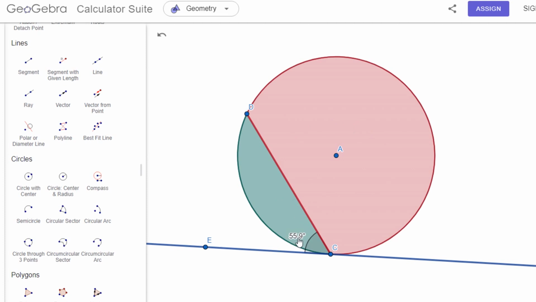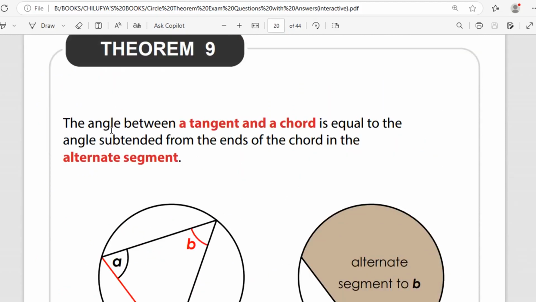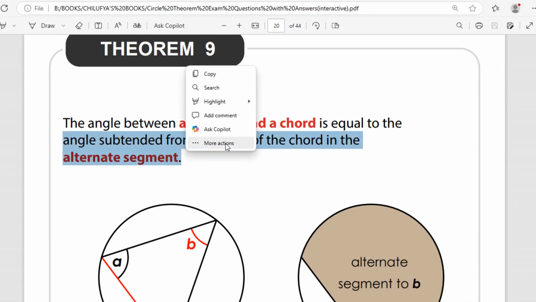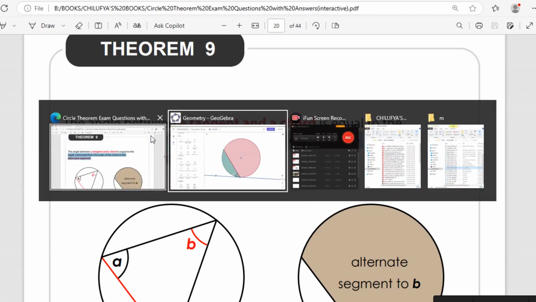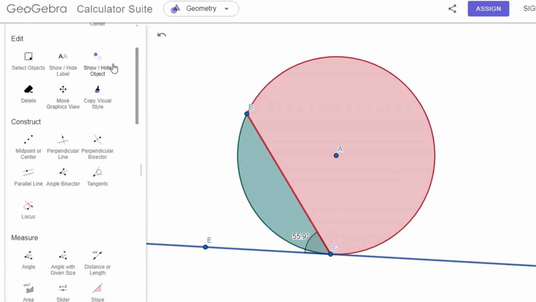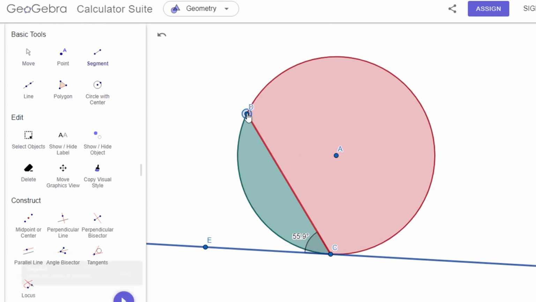So as you can see, this angle is formed in this segment that is in a green color. But the theorem says that the angle between a tangent and a chord is equal to the angle subtended from the ends of the chord in the alternate segment. I want you to notice this statement: angle subtended from the ends of the chord in the alternate segment. By subtended, this is what they mean. As you can see, this end of the chord goes to the circumference, then back to that other side of the chord. So that's what they mean when they say subtended.